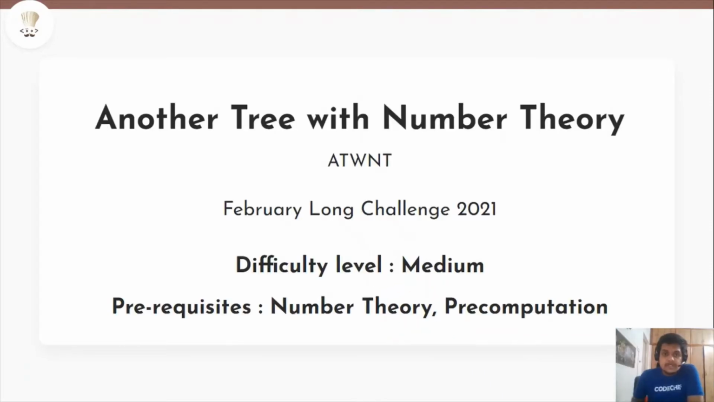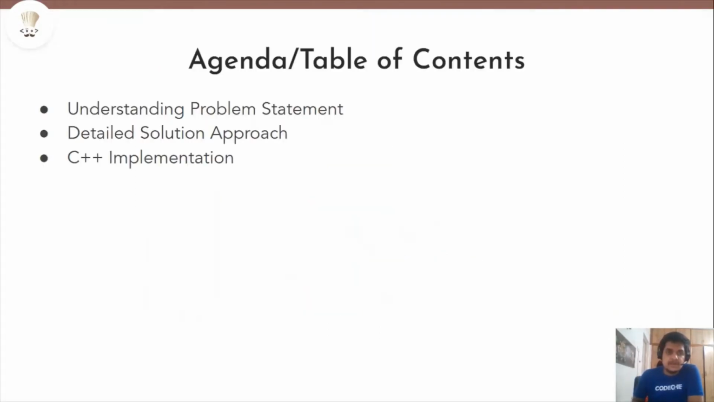So the problem in discussion today is from the recent February Long challenge, and the problem name is Another Tree with Number Theory. The difficulty level of the problem is medium and the prerequisites are number theory and pre-computation. So let us see the agenda for today. First, we will try to understand the problem statement. Next, we will see the detailed solution approach. Lastly, we will be seeing the C++ implementation.